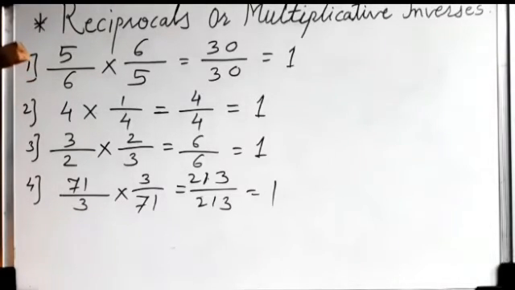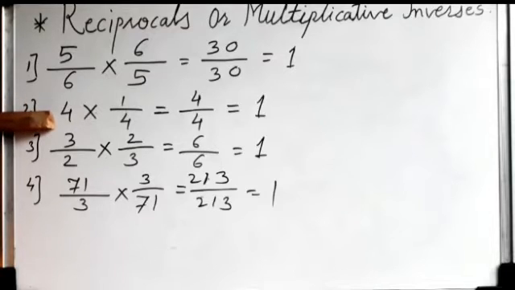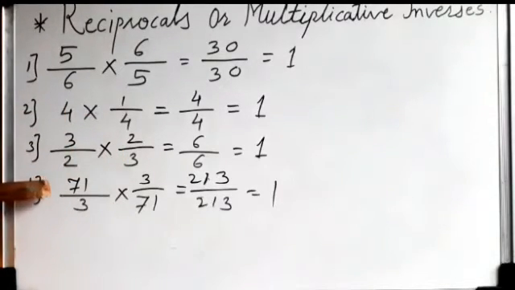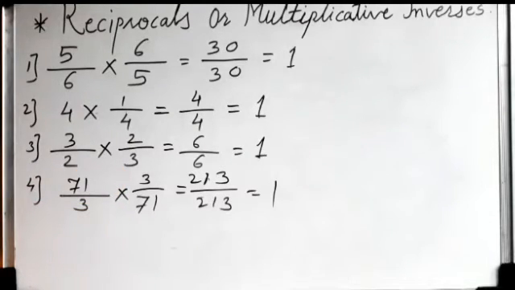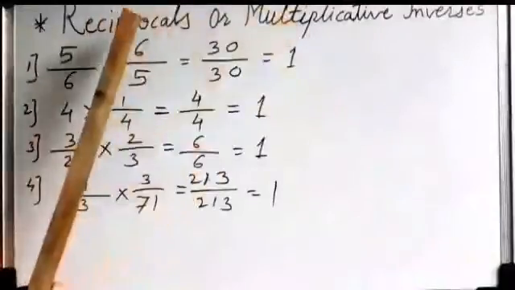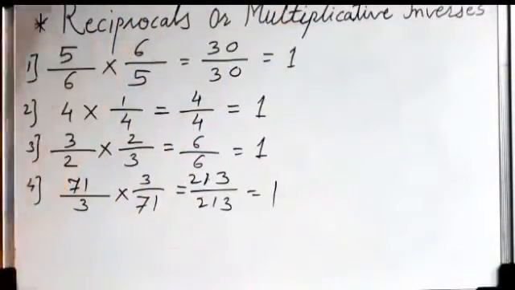The multiplicative inverse or reciprocal of 5 upon 6 is 6 upon 5. The multiplicative inverse or reciprocal of 4 is 1 upon 4. Reciprocal of 3 upon 2 is 2 upon 3. Reciprocal of 71 upon 3 is 3 upon 71. What did you understand from this? If they ask for the multiplicative inverse or reciprocal, any one name they may use in the exam; both terms are the same.